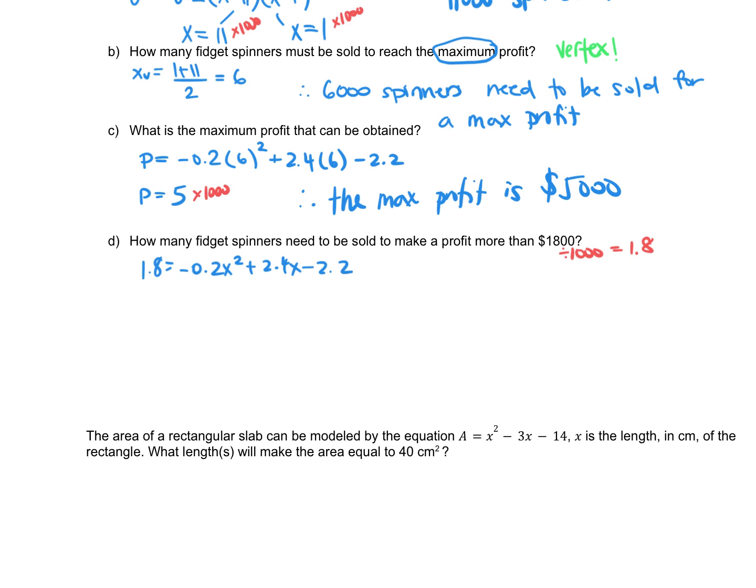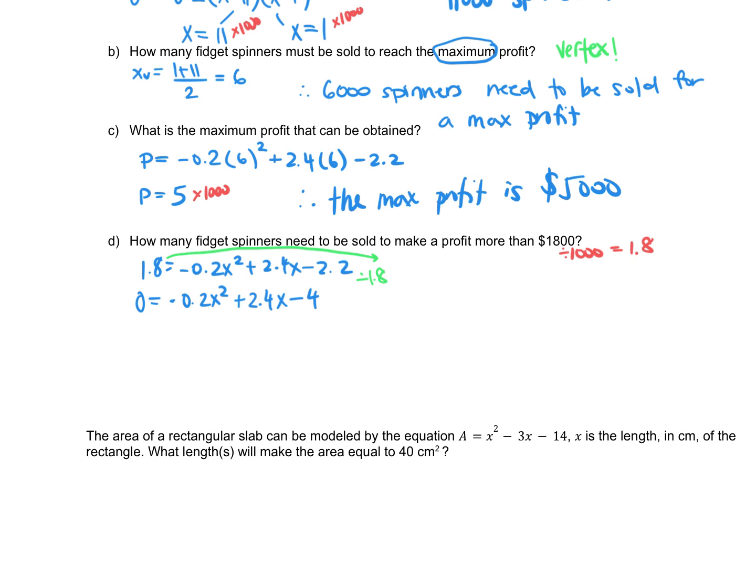And now, unlike when we were solving for the zeros, one side isn't equal to 0, so we can't factor just yet. I'm going to bring the 1.8 over, and it will be minus 1.8, so that we're left with 0 equals negative 0.2x squared plus 2.4x minus 4. And then again, we will factor.